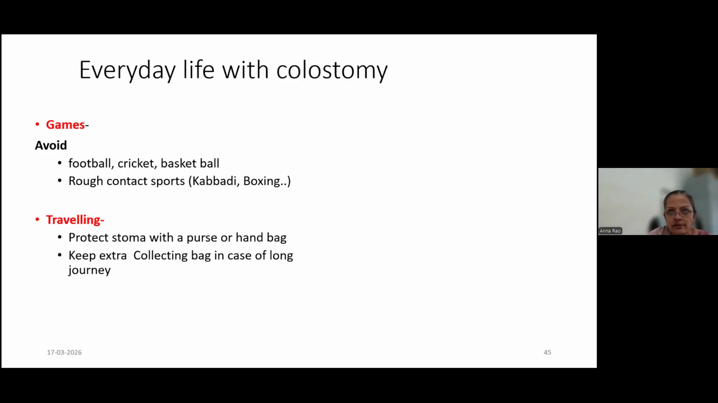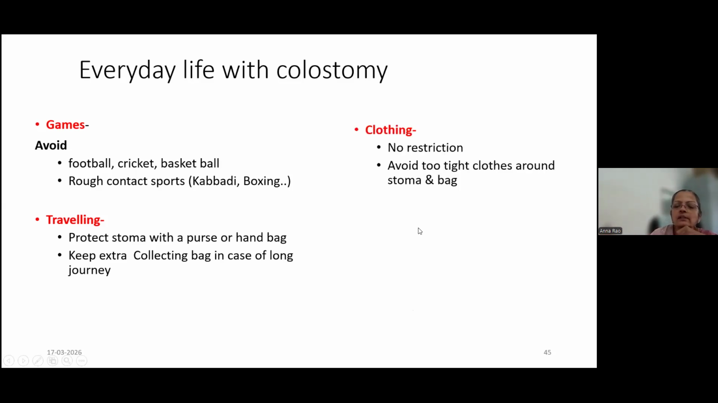Keep extra collection bag also, right? So whenever they are traveling, they can have one small container, they can place everything, whatever is needed, and then they can travel. Again, you need to see to it that they don't have close contact with others, right? So in rush hours and all that, it should be prevented.